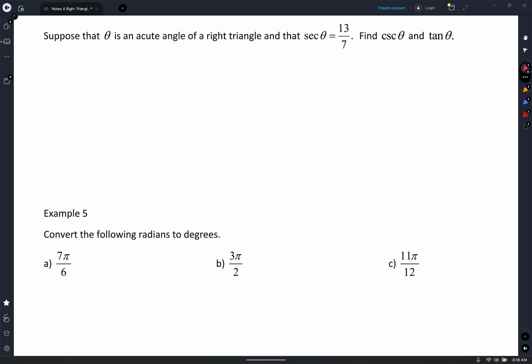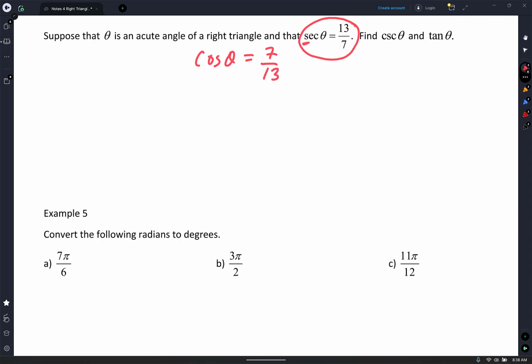All right, next question, guys. Suppose that theta is an acute angle of a right triangle, and that secant theta is 13 over 7. All right, secant is the reciprocal of which one? It starts with an S, so the other one must start with a C, so cosine.